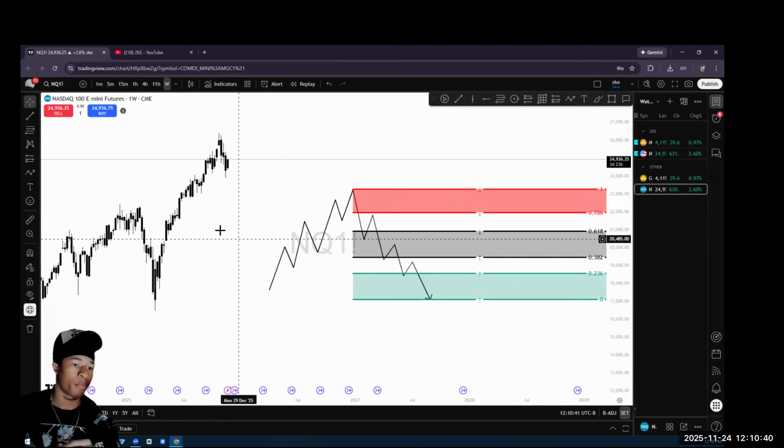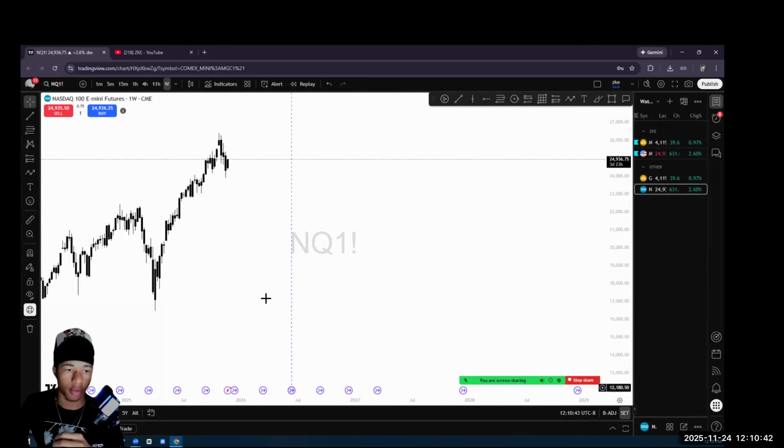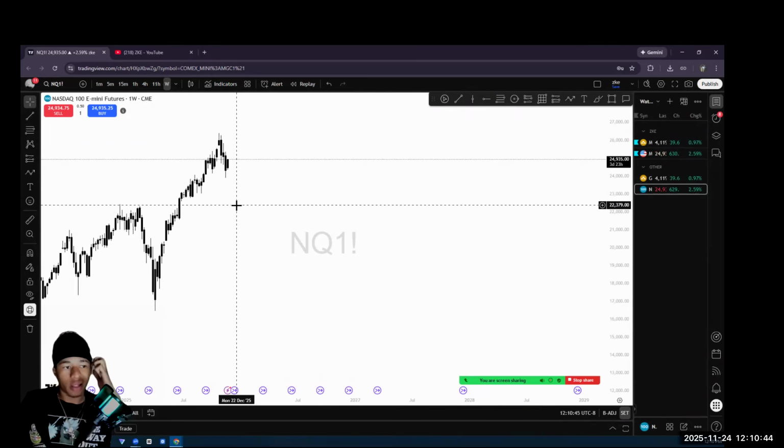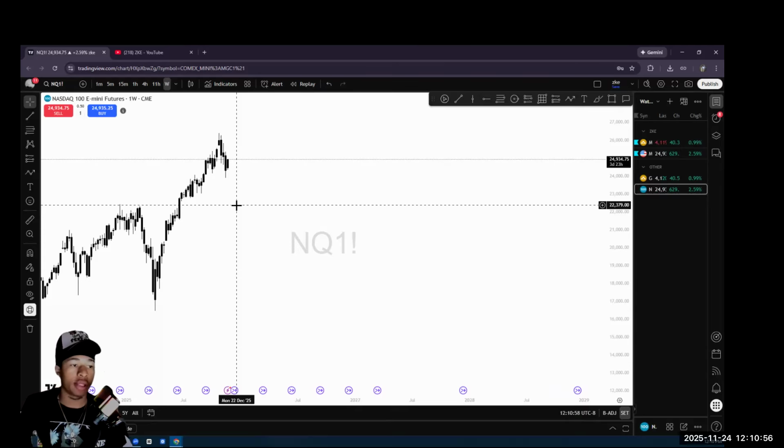All right, so now let's apply this to the actual chart. I have multiple ways of actually trading my fibs. The fibs are hella diverse. You can use the fibs multiple different ways as long as you're using it properly. By properly, that means if price is bullish, you're using a bullish fib. If price is bearish, you're using a bearish fib.